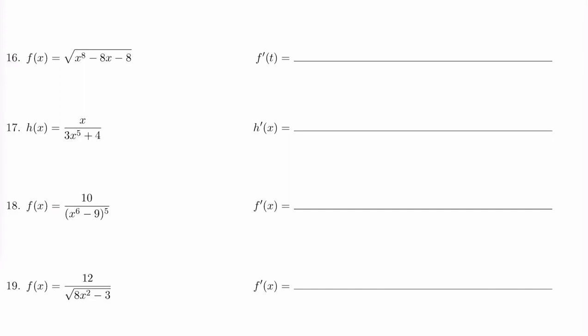Let's look at taking derivatives of these complex functions. If it is more than just x to a power, we're going to use the chain rule. If we have x's divided by x's, we're going to use the quotient rule. And those are the two rules we see in numbers 16 through 19.